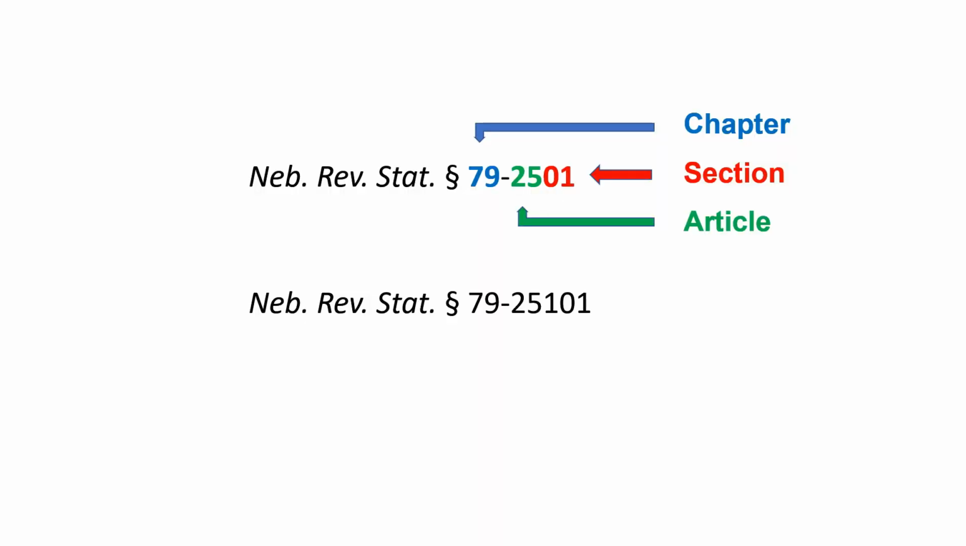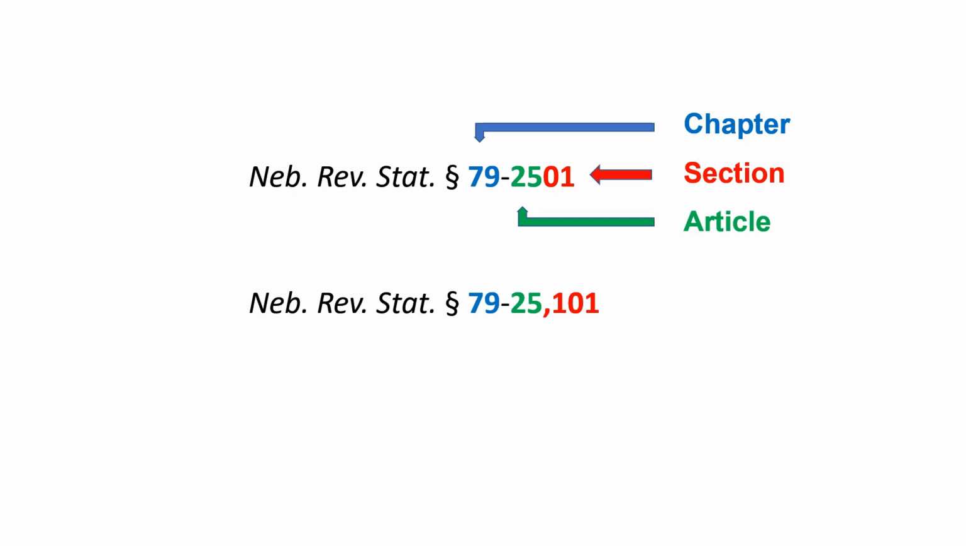Well, that numbering scheme seems pretty straightforward, but what happens if there are 100 or more sections in the article? In that case, you might think that the 01 section might be replaced with 101, resulting in the section being designated as section 79-25101. But wait, that could be interpreted two different ways. Does that mean we are in the 101st section of Article 25, or does it mean we are in the first section of Article 251? Well, to take care of that ambiguity, the statutory numbering system places a comma ahead of the section number to indicate that the section number has 3 digits rather than 2.